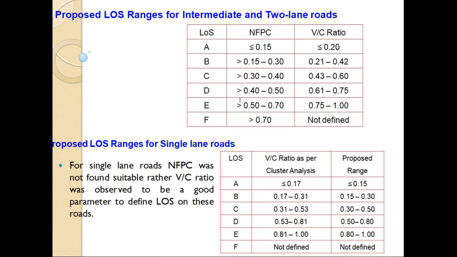This is the table showing the proposed LOS ranges for intermediate and two lane roads, and this is for single lane road. Now for single lane road, V by C ratio is suggested because the number of followers was not found to be correlated very well with the V by C ratio or level of service, but in case of intermediate lane road and two lane road, we suggested NFPC as the LOS parameter. And for simplicity, for understanding by field engineers, these values are also correlated with V by C ratio on two lane and intermediate lane roads.